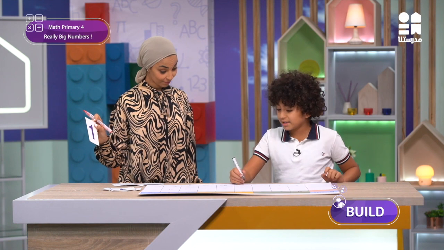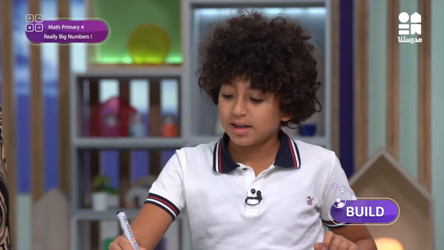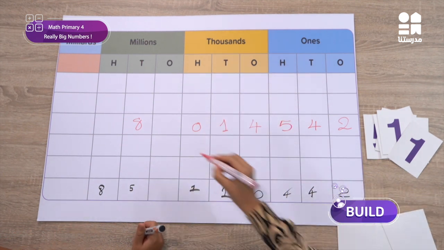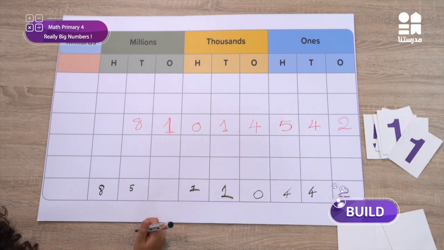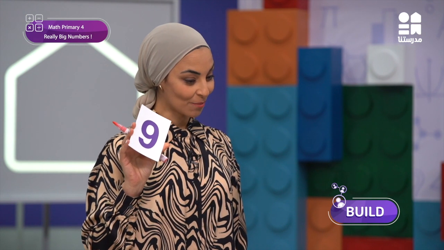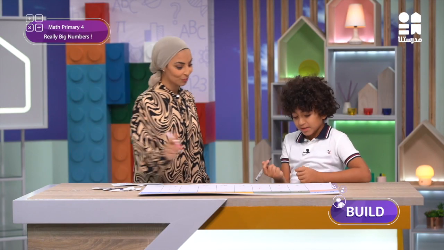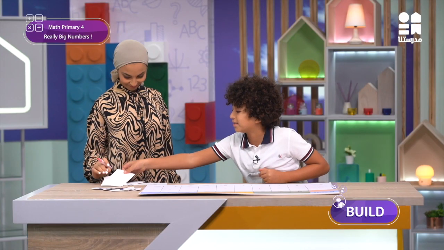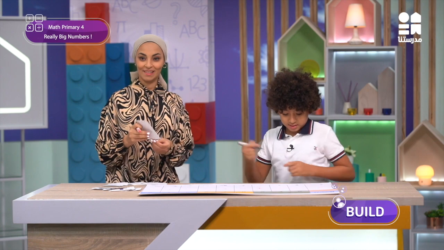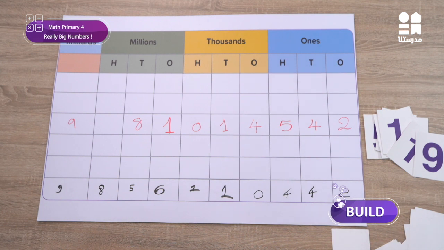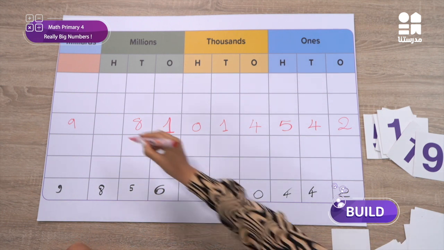In this place? Yes. It's what? It's 100,000. Okay, I'll put it in the million. 1 million. So the next number is 9. In the millions? Also, I'll put 9 in the millions. Okay, it's your turn, Abdurrahman. Show me. Look, 6. This is 6. Where do you put it, Abdurrahman? Oh, now. Okay, I'll put 6 here.